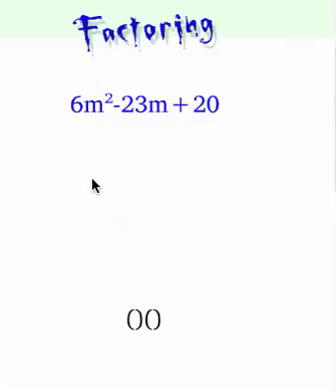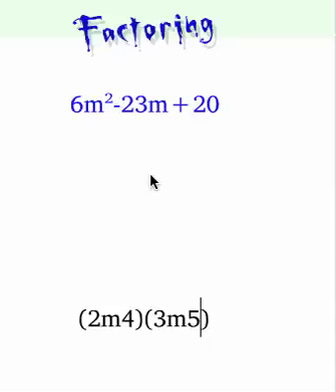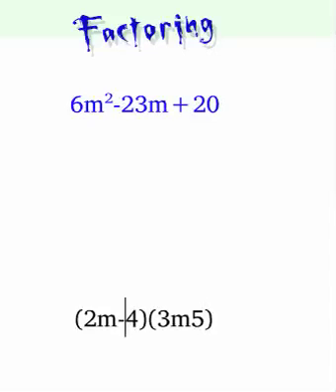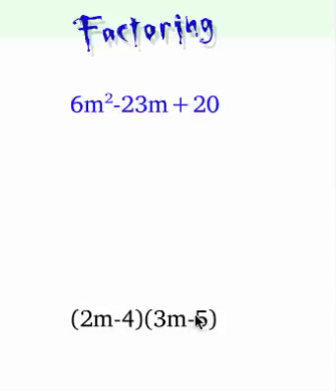Let's see. Okay, so we're looking for two things that multiply to give us 6. So I'm going to try 2m and 3m. And then two numbers that multiply to give us 20. Once again, there's a lot of numbers that do that. So I'm going to try 4 and 5. Okay, and they're the same sign, so I'm going to make them both negative. You'll see why in a second. They have to be the same sign because they multiply.